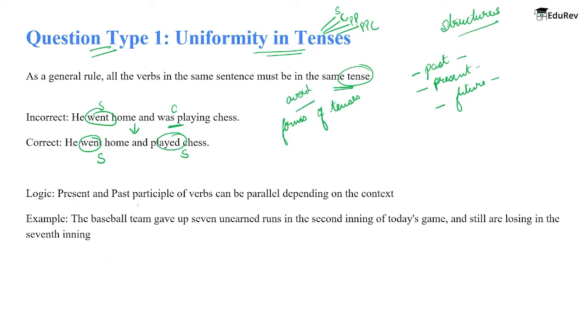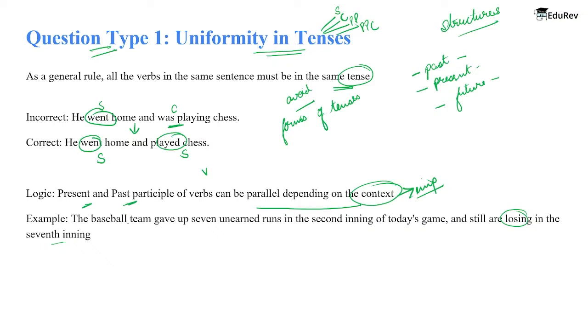The logic is present and past participle of verbs can be parallel depending on the context. We all know the forms of verbs. So, context is important. For example, the baseball team gave up 7 unearned runs in the second innings of today's game and still are losing in the 7th inning.